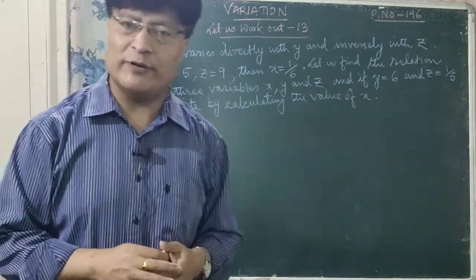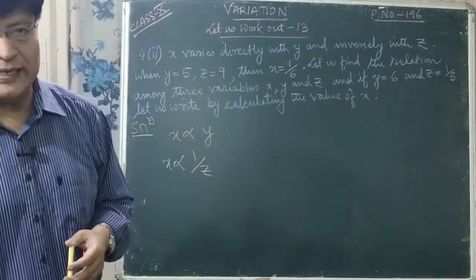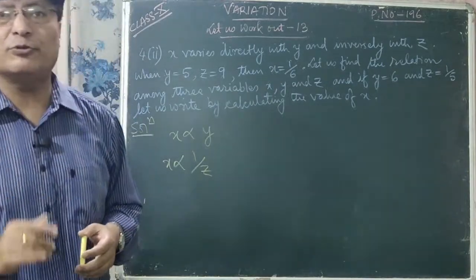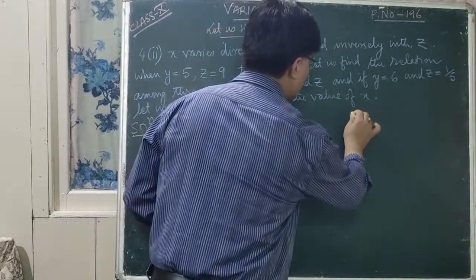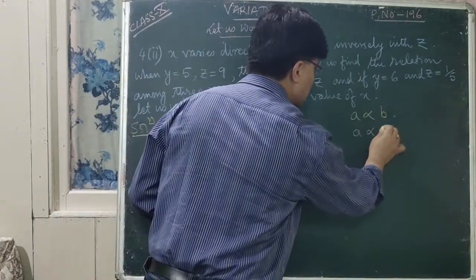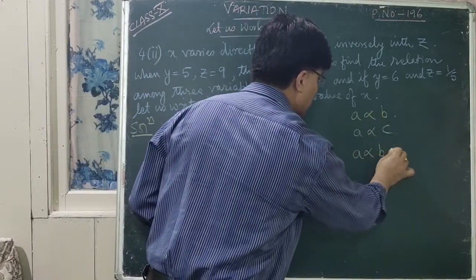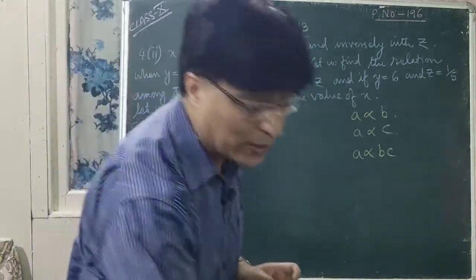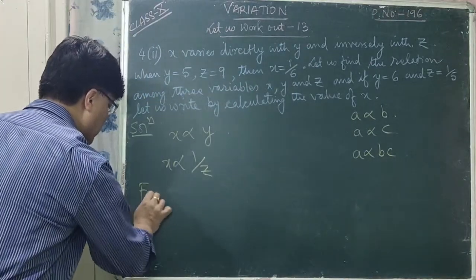I told you about joint variation. That is, if A is proportional to B and A is proportional to C, then A is proportional to BC jointly. That is your joint variation, isn't it? So whenever A is proportional to B and A is proportional to C, then what can you write from joint variation? A proportional to BC jointly. Is that clear? So that is from your joint variation.